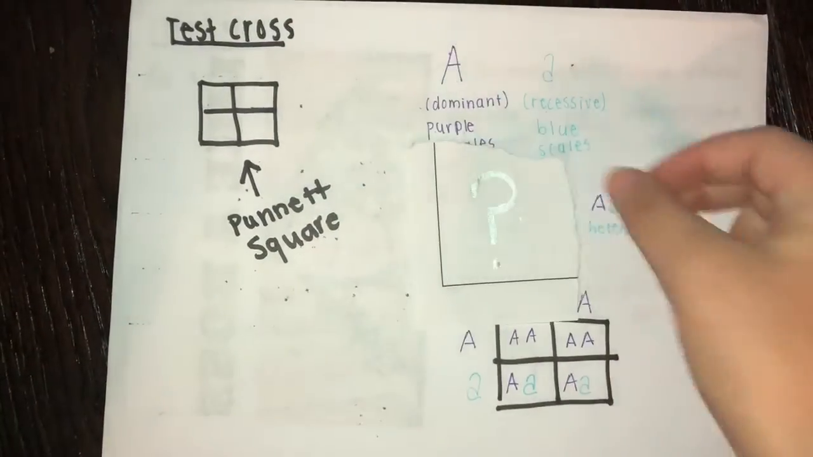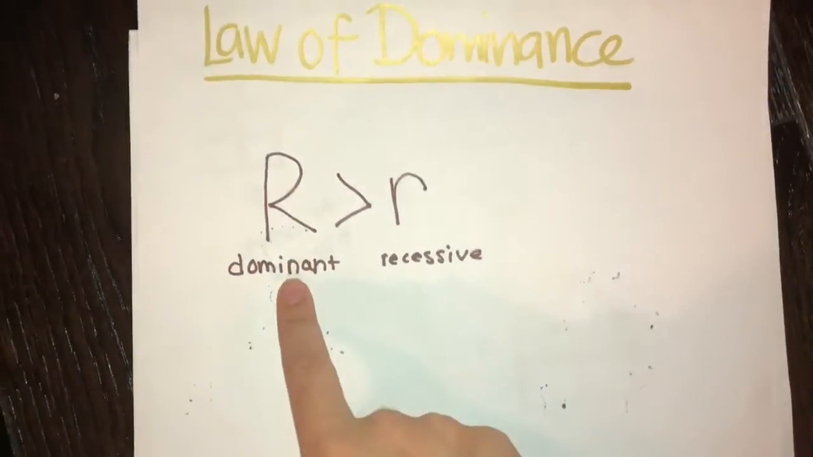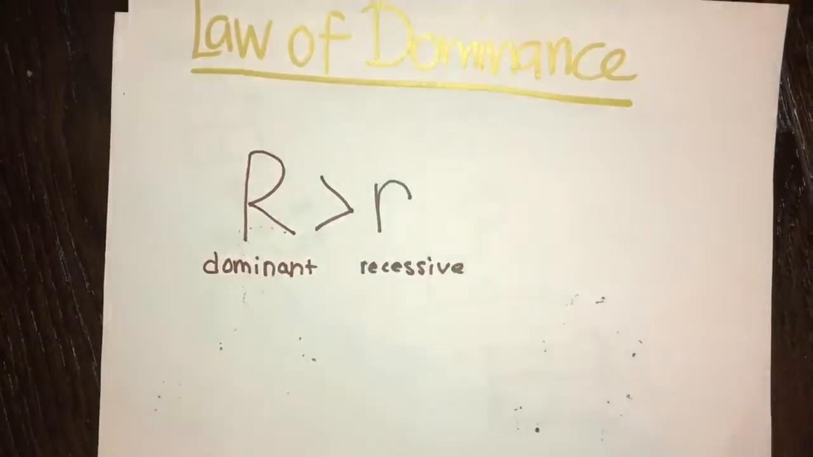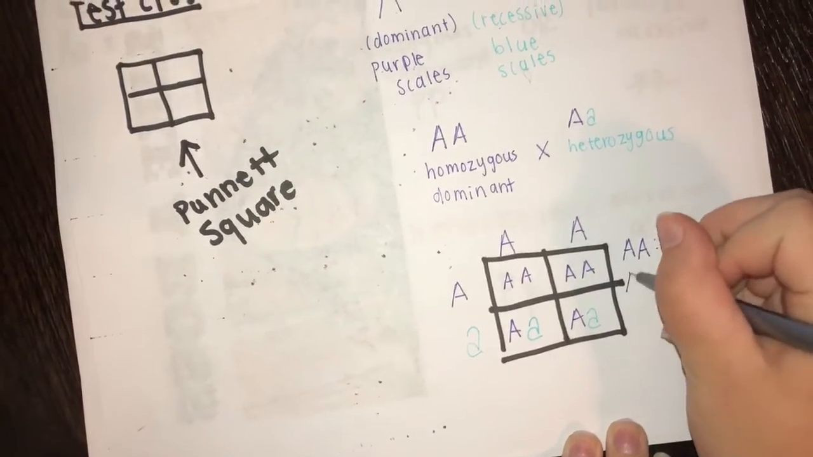Dominance: if any of your pairs have a big A, then purple scales will be expressed. The only way the offspring can have blue scales is if there's 2 small A's. So now we will analyze the results of our test cross.